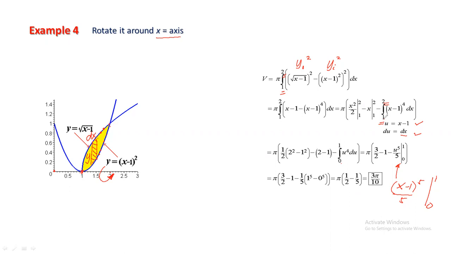So for this one, u is equal to x minus 1. So 1 minus 1 would be 0. 2 minus 1 would be 1. So that's the reason why your limits of integration changed here. Instead of using 1 to 2, you use 0 to 1 because you made use of this substitution equation.